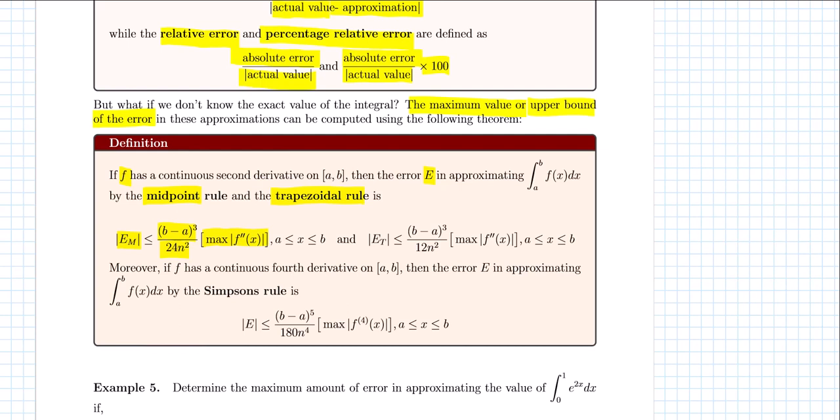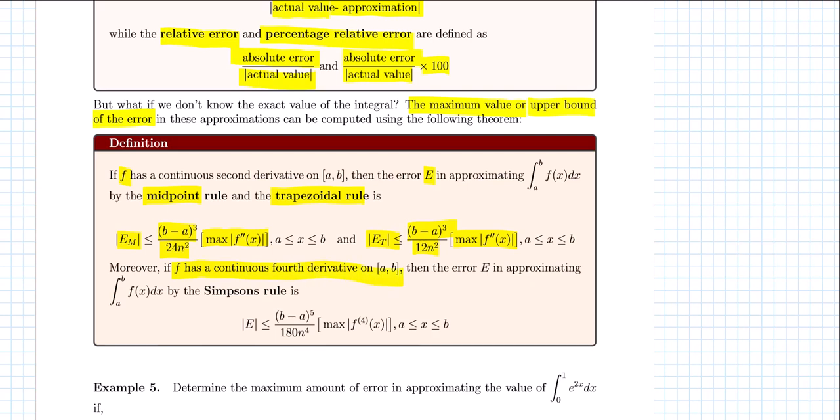And the error for the trapezoid is given here by the inequality. The absolute value of the error in the trapezoidal rule is less than or equal to (b minus a) cubed divided by 12n squared times the maximum of the second derivative of the function. Both of these are on the interval from a to b, where a and b could be included. Now, if f has a continuous fourth derivative, we can also get the error for Simpson's rule.